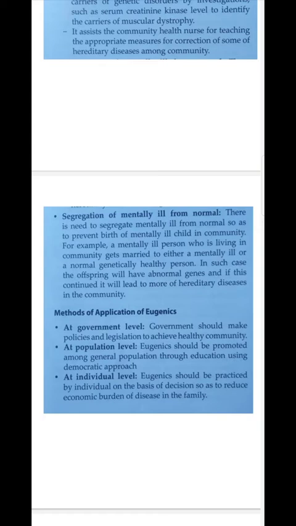So how can we apply these methods of eugenics in society? There are three levels. First one is at the government level. At the government level, we can apply this by forming certain policies and legislation. And at the population level, we can give education regarding that. And at the individual level, we should adopt those practices to reduce the economic burden of disease in the family. By adopting these measures, we can reduce the economic burden of the family.